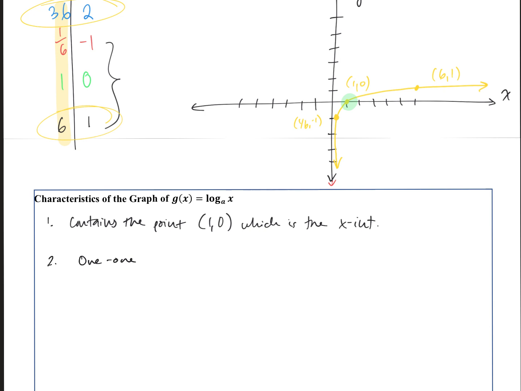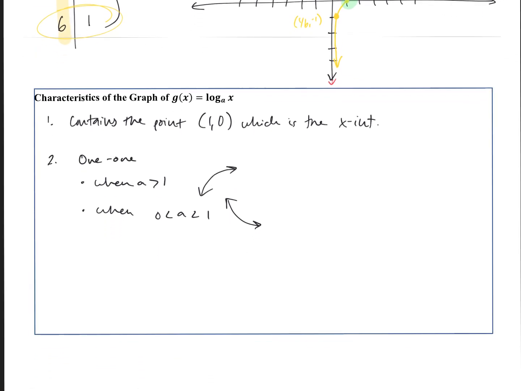And let's see. When a is greater than 1, it rises from left to right, like this. And then when a is less than 1, what do we know? Or not just less than 1, sorry, it needs to be between 0 and 1. 0 less than a, less than 1. It's going to be falling from left to right. So it'll look kind of like this. Once again, these are just very basic sketches.